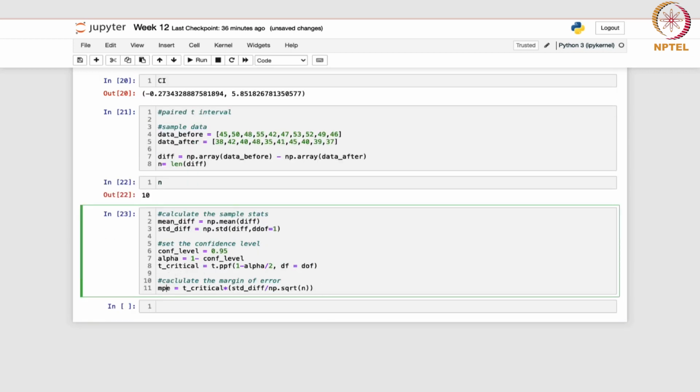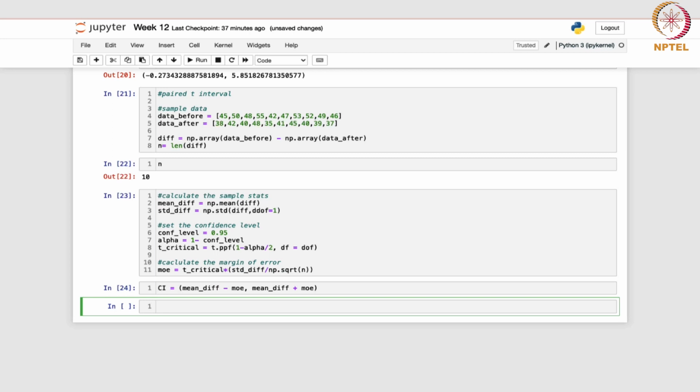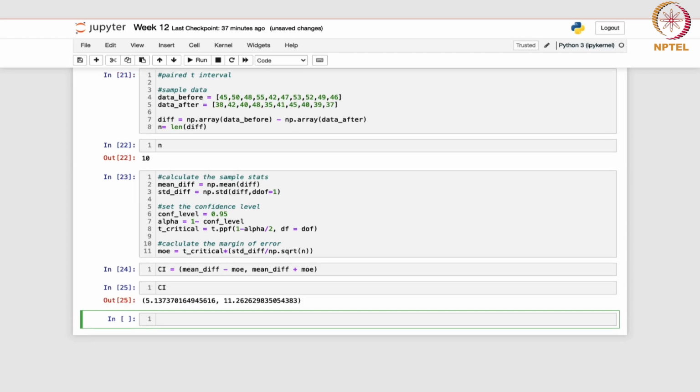Sorry, it should not be MP, it should be MO. And finally, you can write the confidence interval. Margin of error is there, so your CI would be mean difference, that is D bar, mean difference minus your margin of error, and mean difference plus margin of error. So let us see what is your confidence interval in this case. It is 5.13 to 11.26.